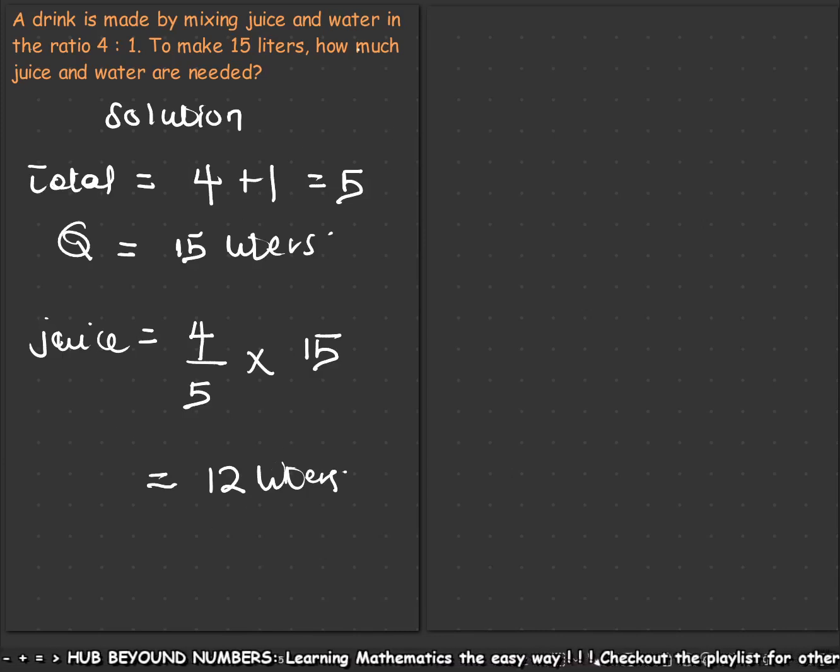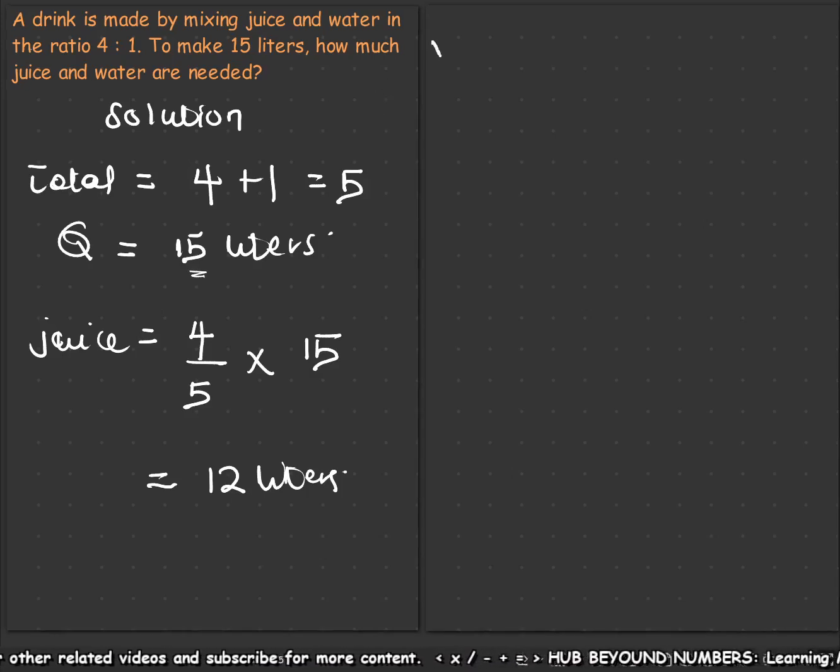To get the portion of water, we already know the number of liters that we want, 15. Hence, if 12 is going for juice, then definitely the remaining out of the 15, which is 3, will be for water. But nevertheless, you can try and then solve to confirm your answer.